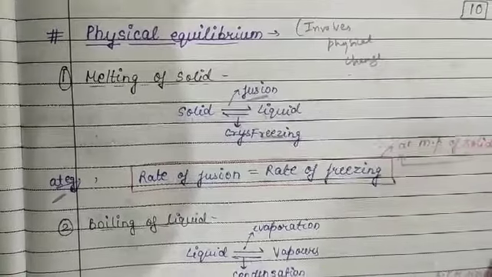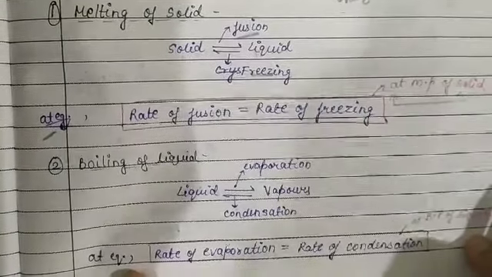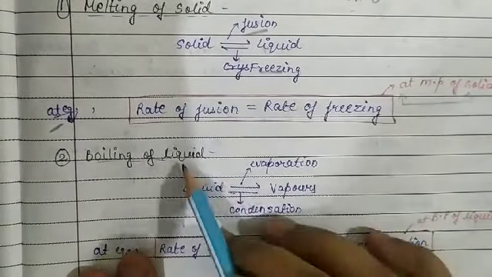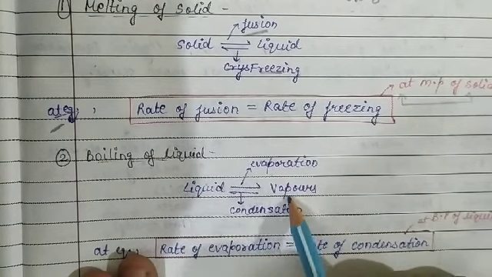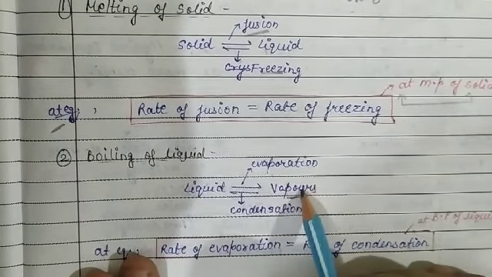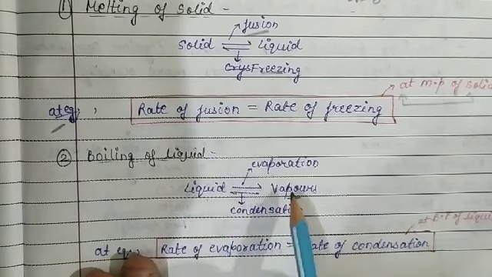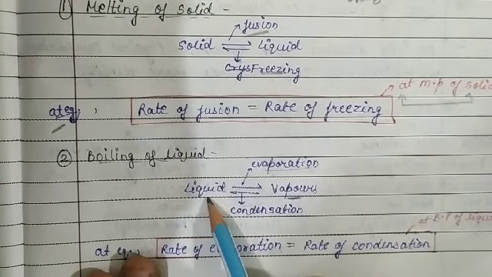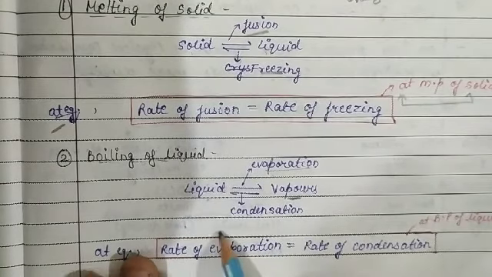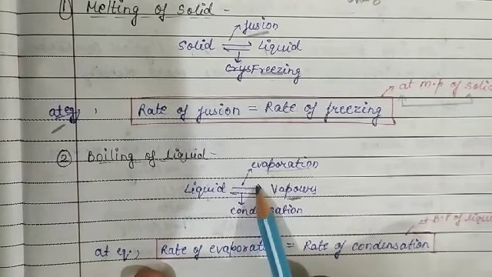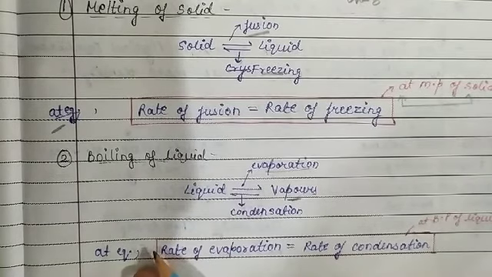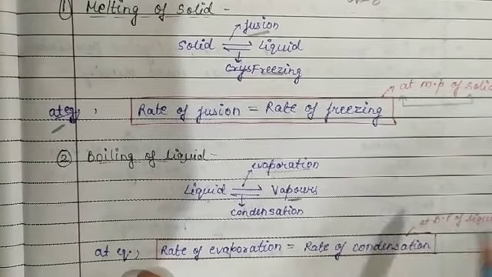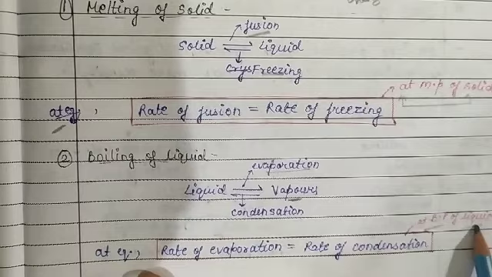The next physical equilibrium is boiling of a liquid. This is when a liquid changes into vapor and vapor changes into liquid. When liquid changes into vapor it is called evaporation, and when vapor changes into liquid it is condensation. At equilibrium, the rate of evaporation will be the same as the rate of condensation, and this is at the boiling point of the liquid.